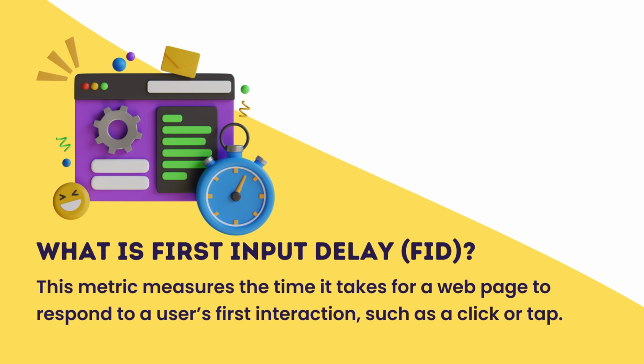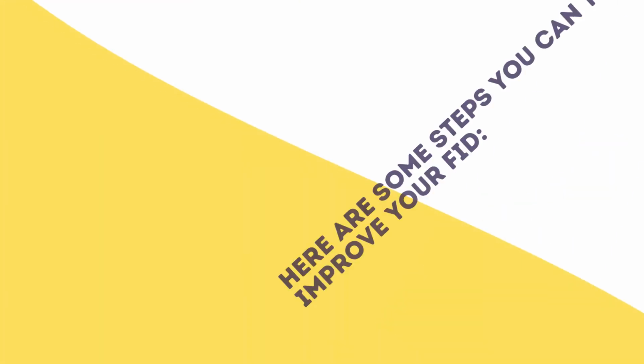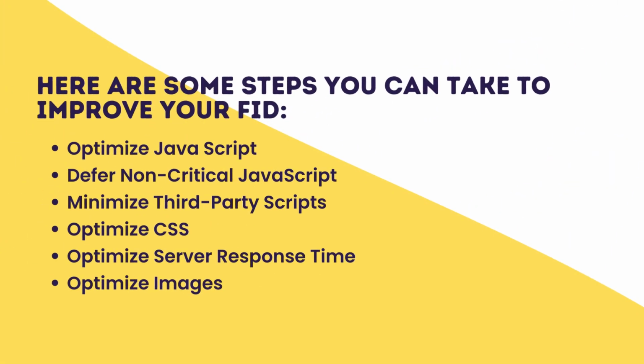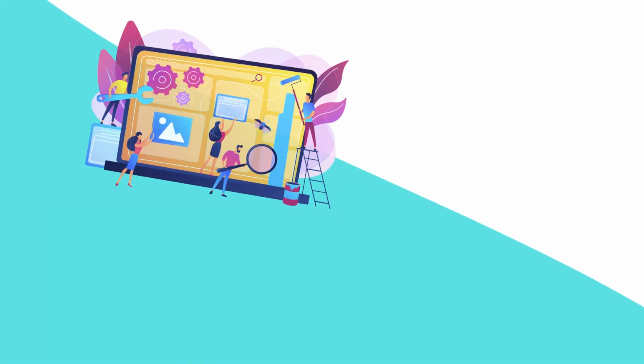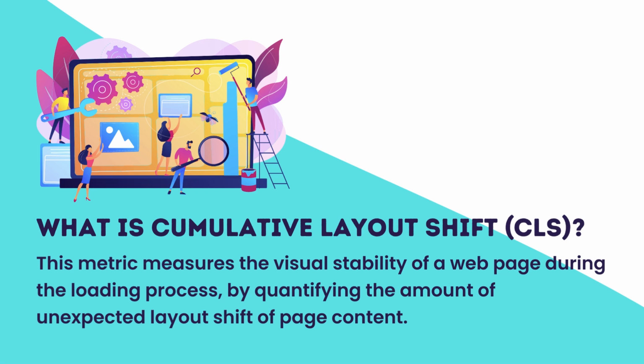What is First Input Delay, FID? This metric measures the time it takes for a web page to respond to a user's first interaction, such as a click or tap. Here are some steps you can take to improve your FID. 1. Optimize JavaScript. 2. Defer non-critical JavaScript. 3. Minimize third-party scripts. 4. Optimize CSS. 5. Optimize server response time. 6. Optimize images.